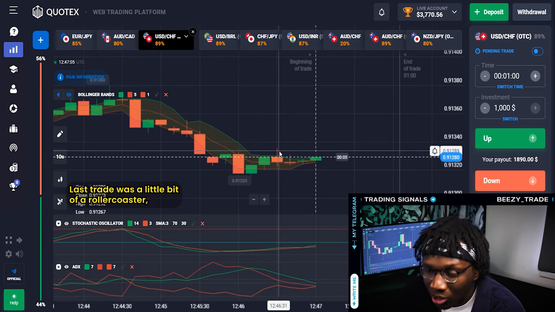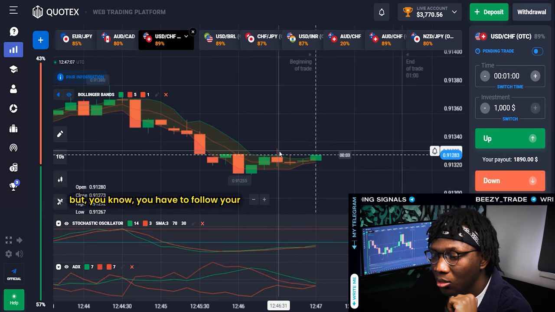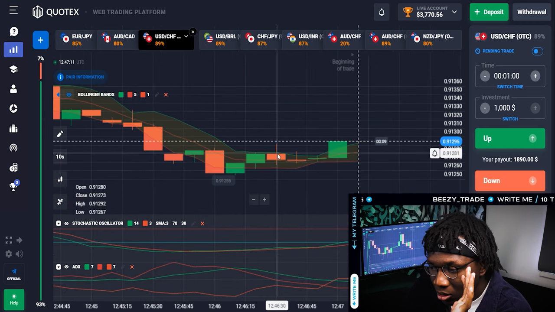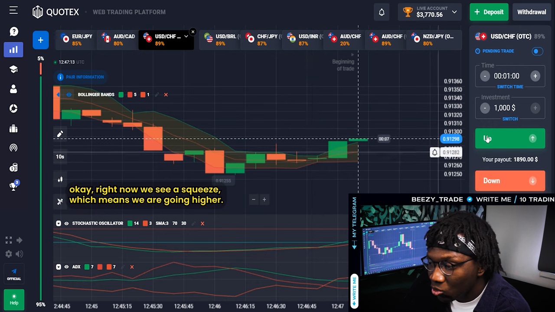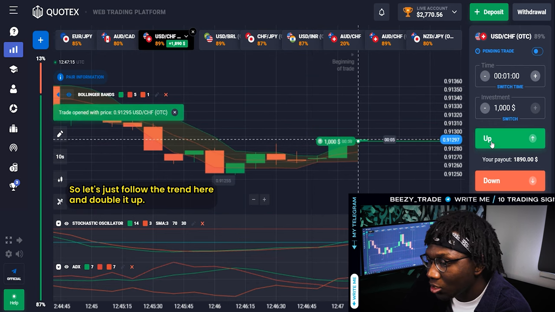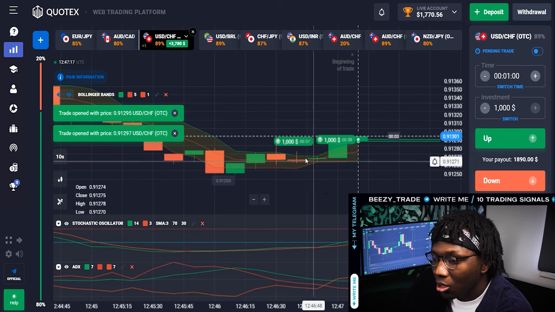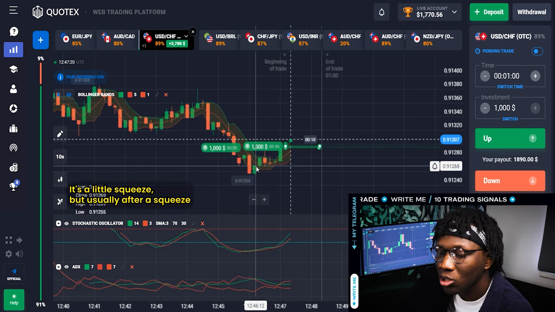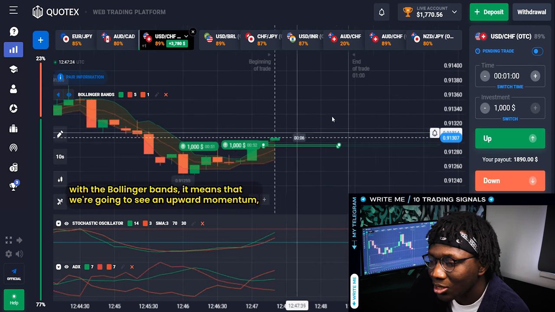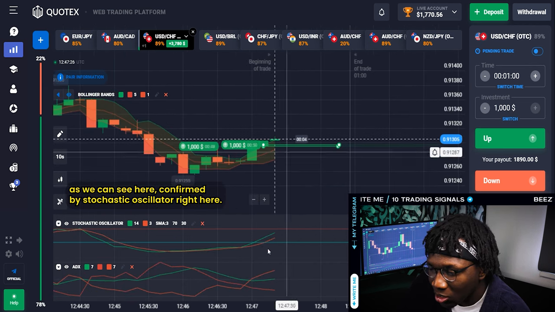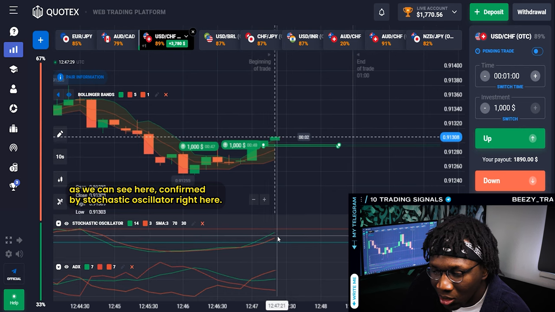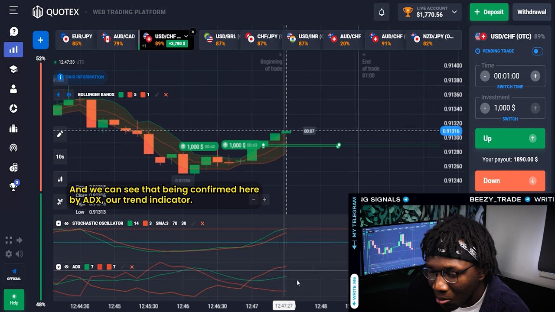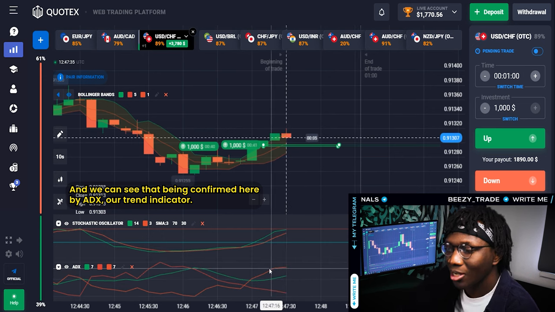Last trade was a little bit of a roller coaster, but you have to follow your... Okay, right now we see a squeeze, which means we're going higher. So let's just follow the trend here, double it up. We see a squeeze right here. Not a big squeeze, it's a little squeeze. But usually after a squeeze with the Bollinger Band, it means that we're going to see an upward momentum. And as we can see here, confirmed by the stochastic oscillator right here. And we can see that being confirmed here by ADX, our trend indicator.